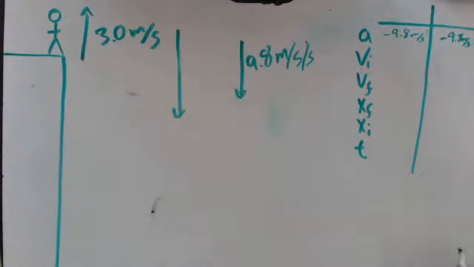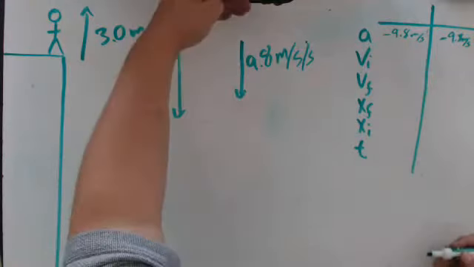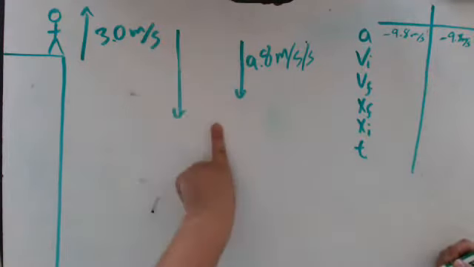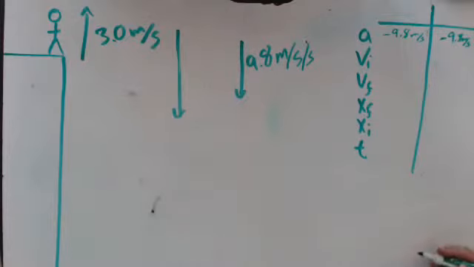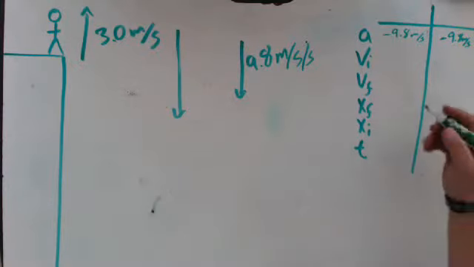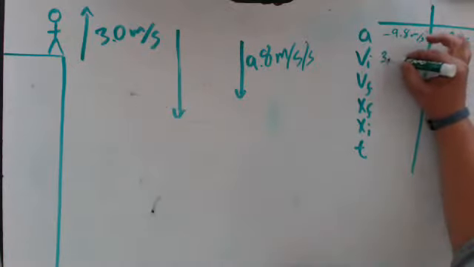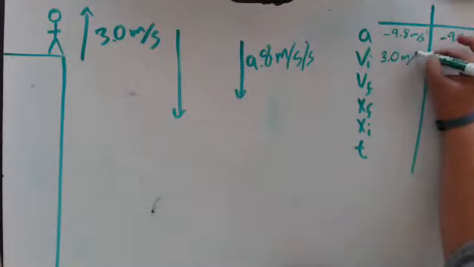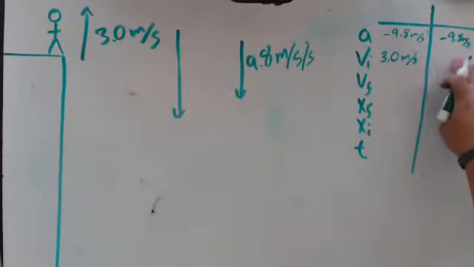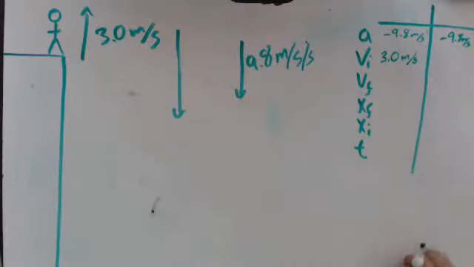Now, the initial velocity is being thrown up at a speed of 3 meters per second. Arrows pointing down are going to be negative. Arrows pointing up are going to be positive. So that's going to be 3.0 meters per second. I will get to this term in a second.